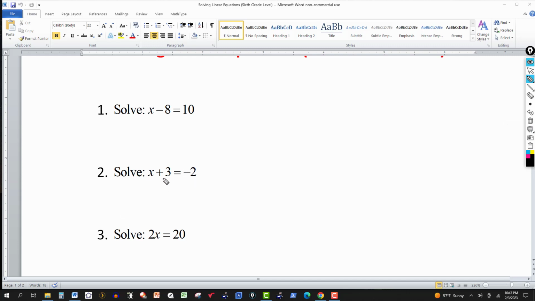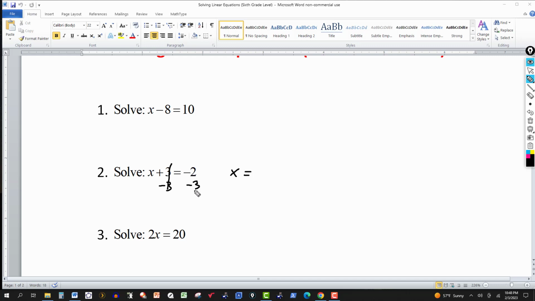So let's get rid of this plus 3. How do I get rid of this 3 here? Well, this is add 3, let's subtract 3. We do the opposite operation. Whatever I do to one side, I do to the other side. So here, 3 and a negative 3, they're opposite, so those cancel, they go to 0. So on the left side, I get x.